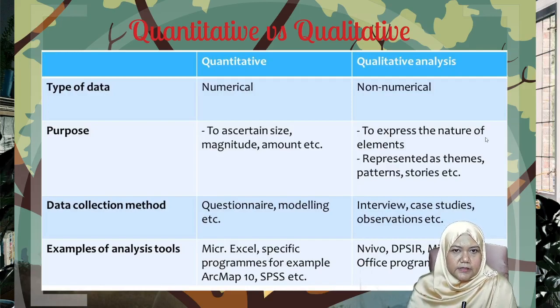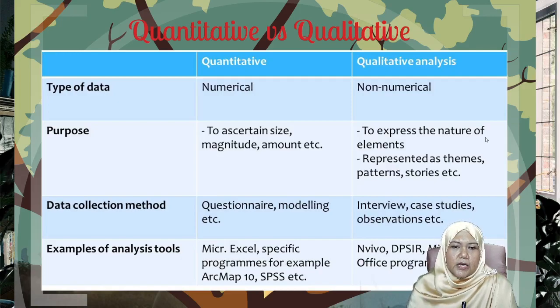So the purpose of research in dealing with quantitative data is commonly to ascertain size, to get magnitude, to count the amount of something. If we are talking about qualitative data, the purpose of doing that research is to express the nature of elements, which is usually represented with themes, categories, patterns, and stories.